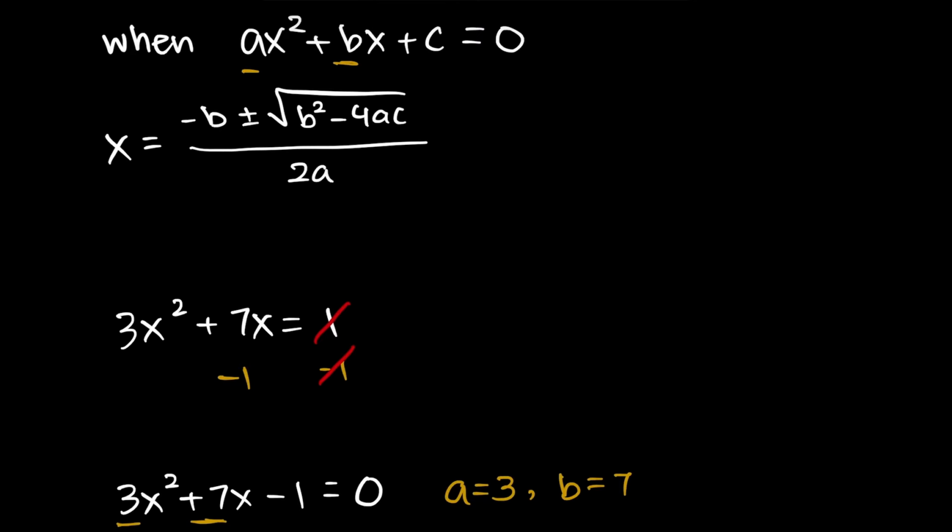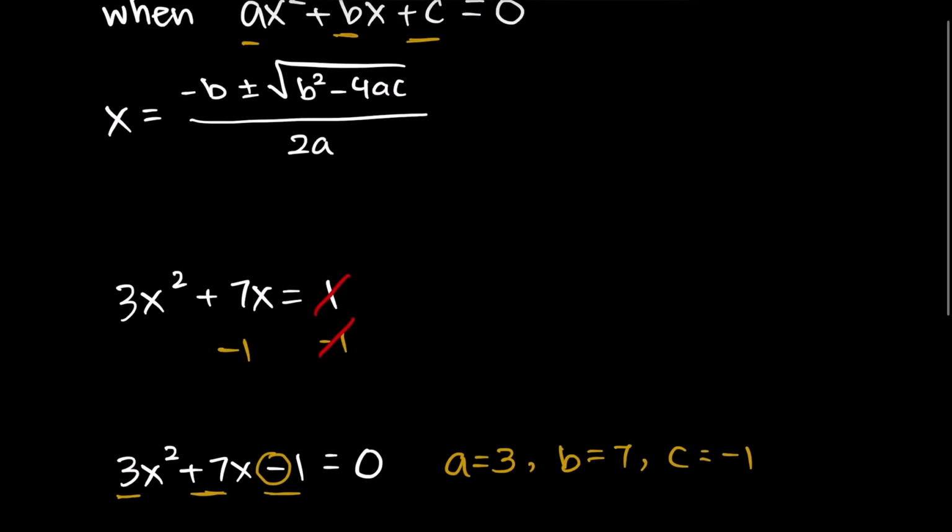And lastly, c is like the standalone by itself without the x, right? So in this case, c is negative 1, right? So always remember the sign in front of the term is very important, right? So c, in this case, is equal to negative 1. And all of this is equal to 0. Remember that. It's very important. It has to equal 0.